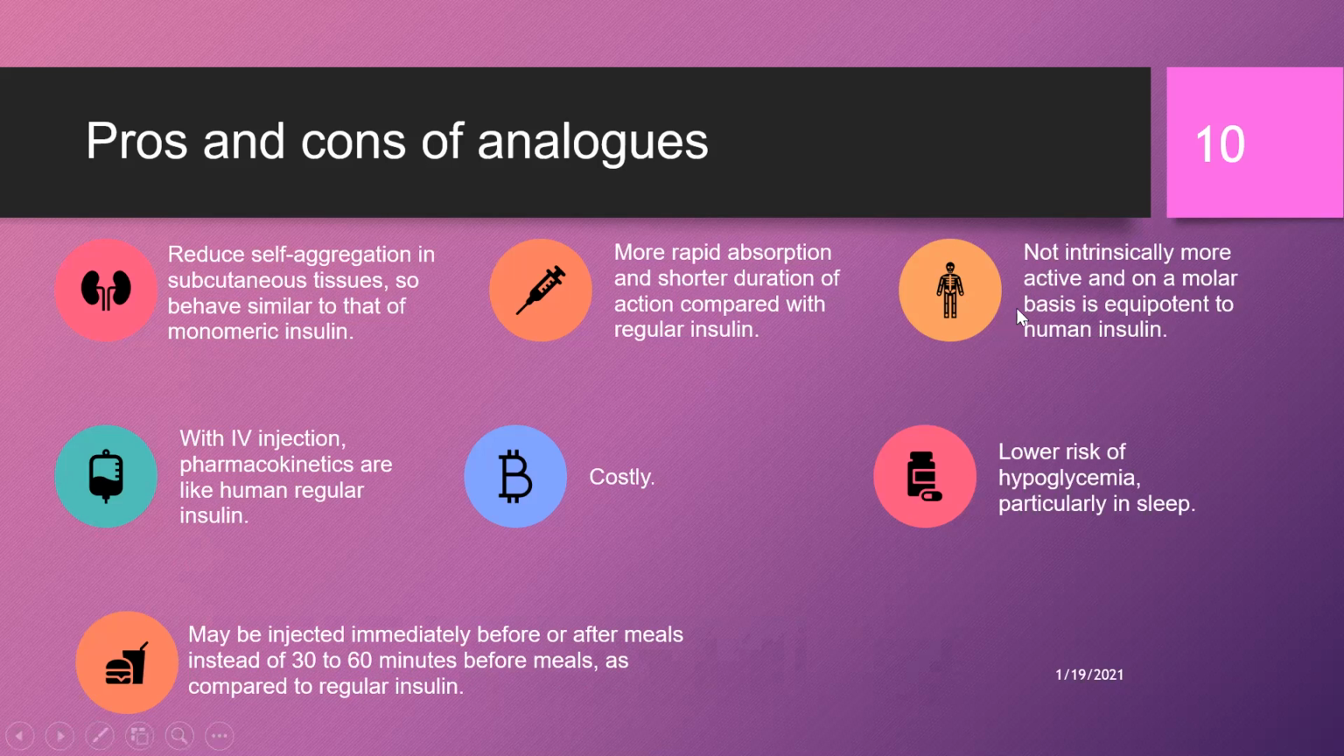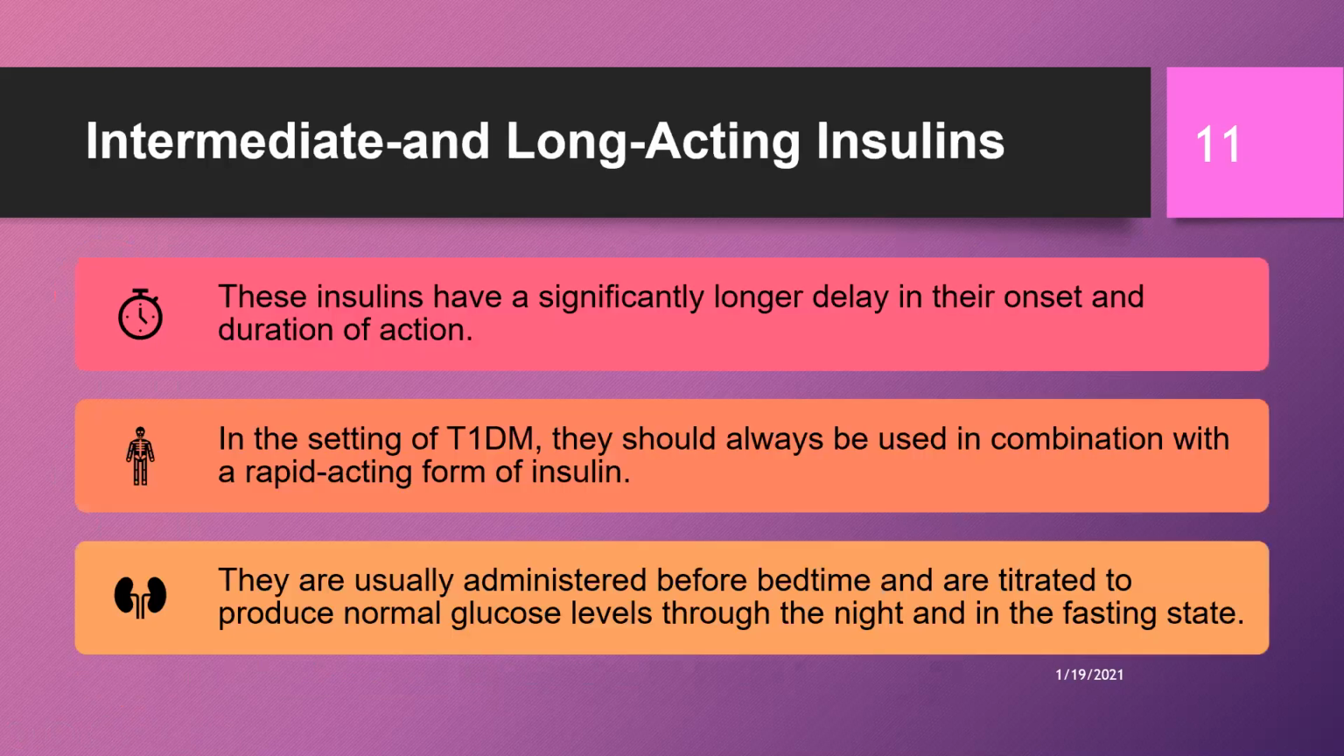With IV injection, if you compare it, pharmacokinetics are just like human insulin. Obviously, it is costly. It also has lower risk of hypoglycemia, especially during sleep. And it may be injected immediately before or after meals instead of waiting for 30 or 60 minutes before meals as compared to the regular insulins.